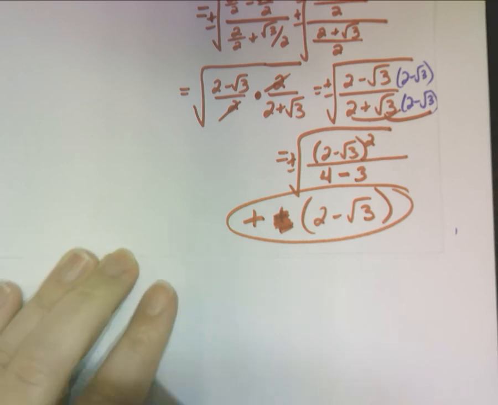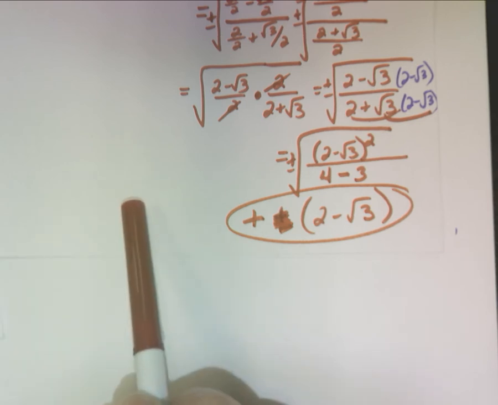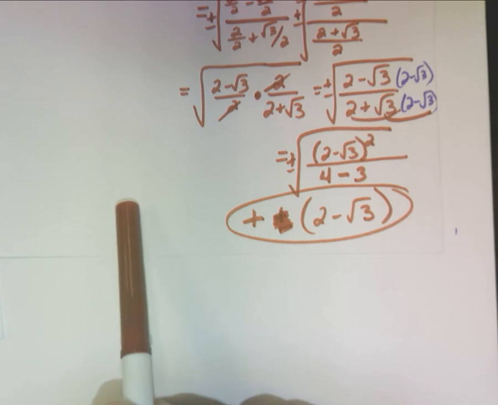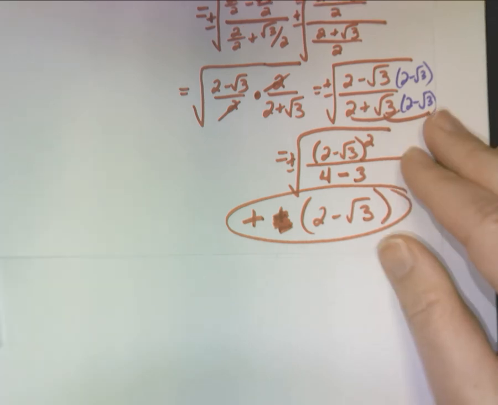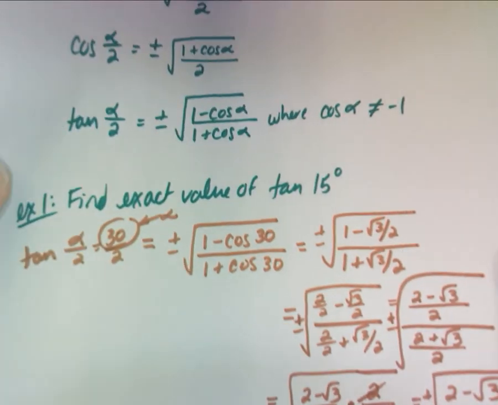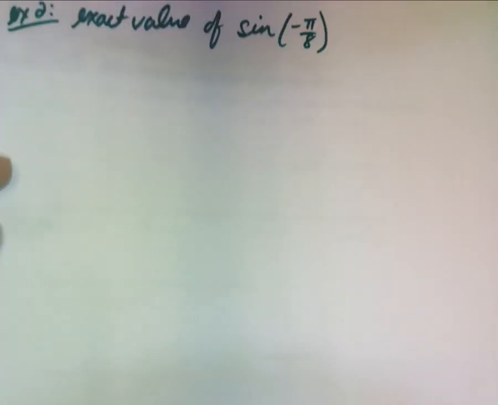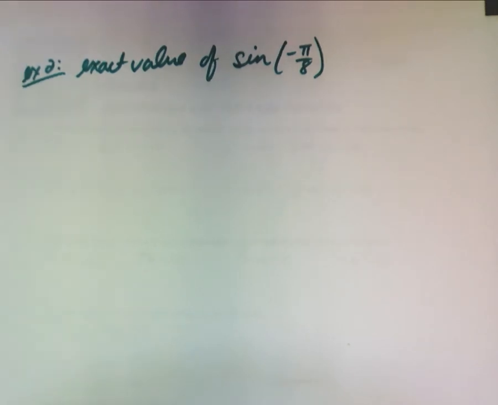You could actually have done that in the beginning, but that's how you figure out if it's going to be positive or negative, depending on what quadrant the original is from. So your final answer in exact form is 2 minus root 3. Done, done, done. All right, I'm going to do one more for you. And these are the harder ones, so the ones that are easier, you will like better.